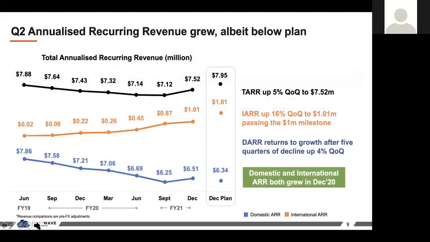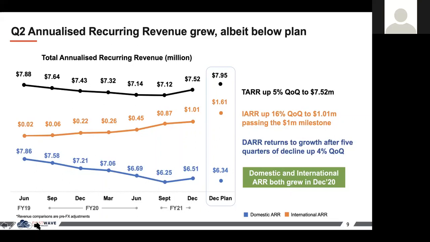I'm on to slide 9 now. If there is one key metric indicative of the health of this business, it's our annualized recurring revenue and how it trends over time. Slide 9 is a quarter on quarter view of this over the last 7 quarters. What it shows is that Q2 total annualized recurring revenue actually grew 5% quarter on quarter, albeit below plan.